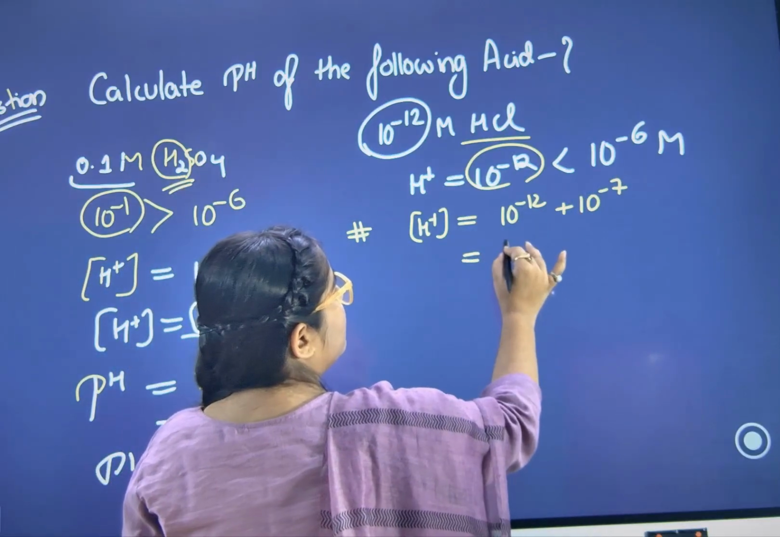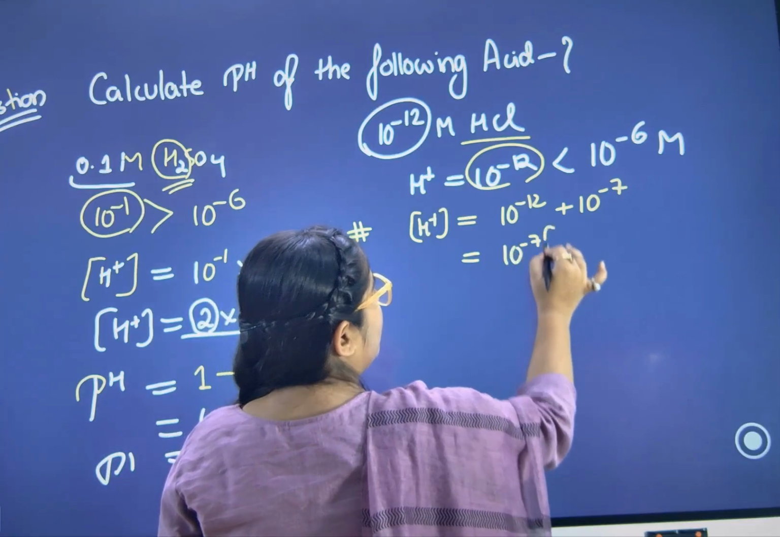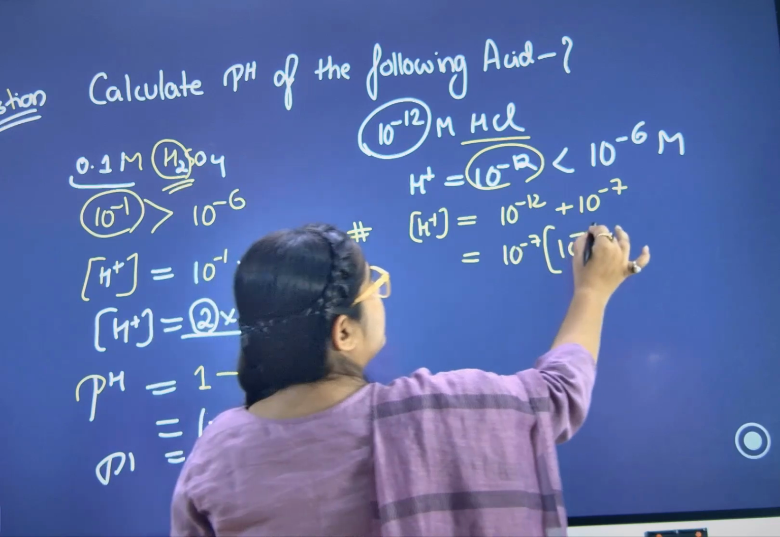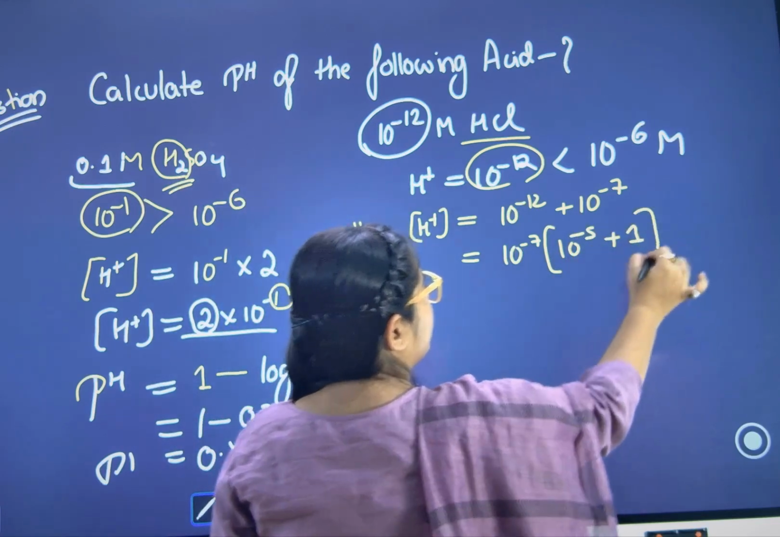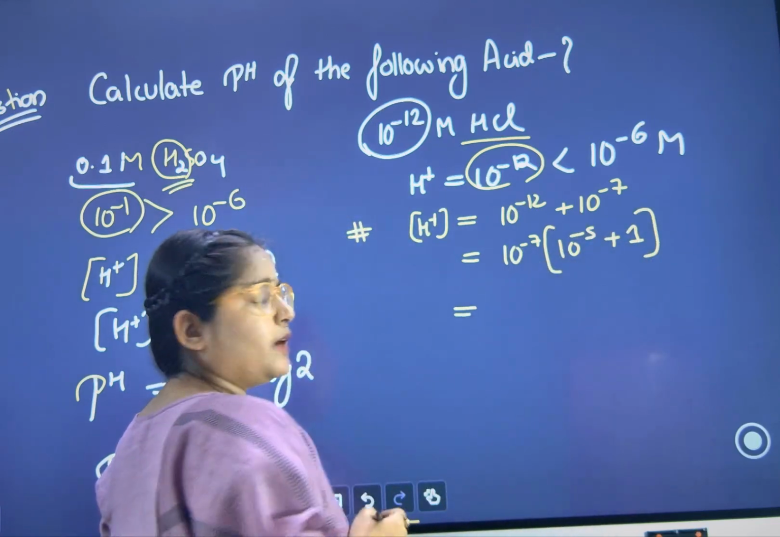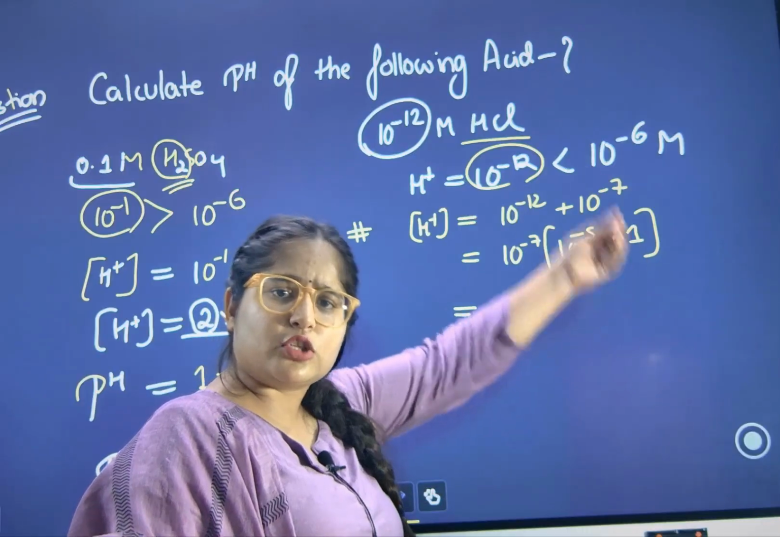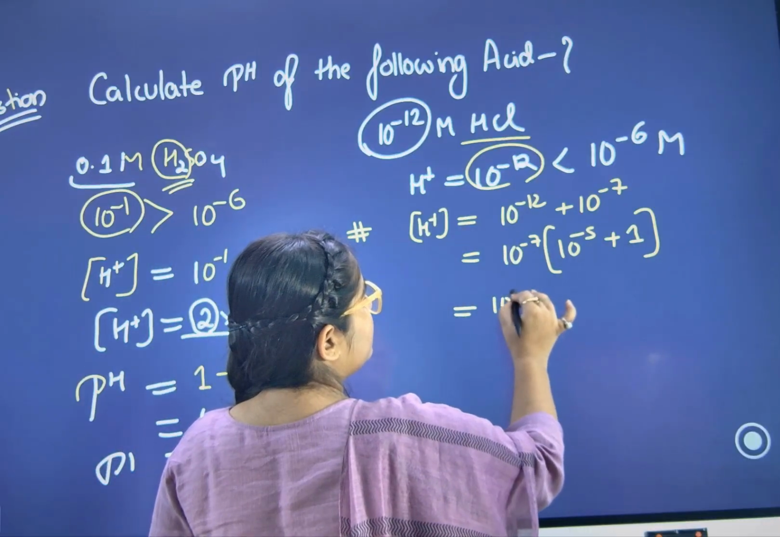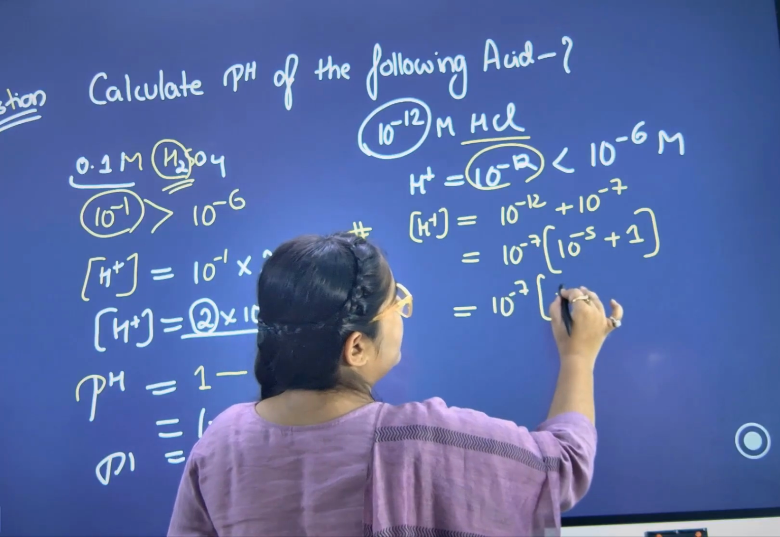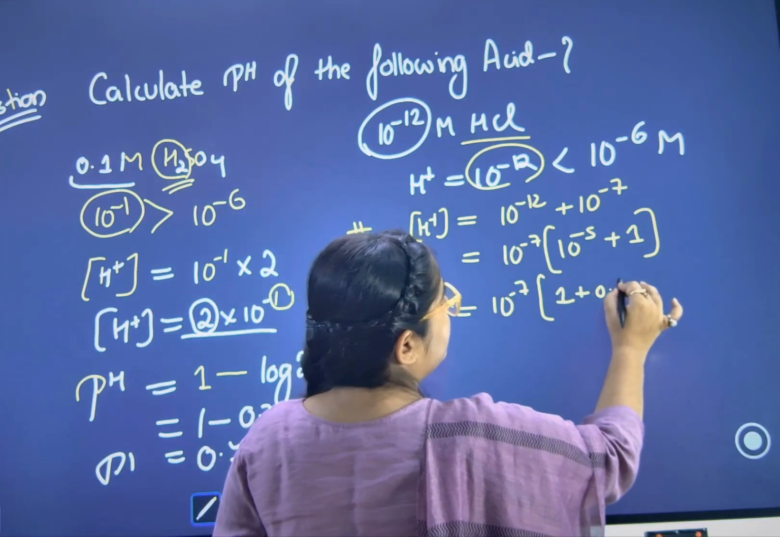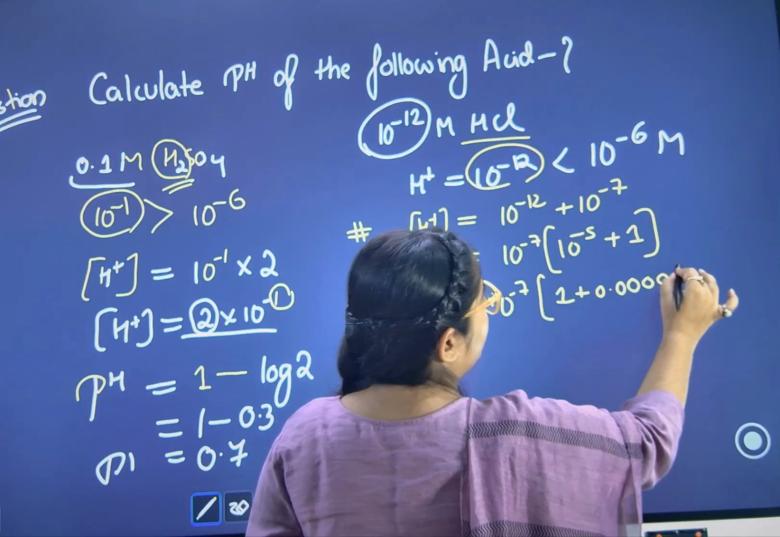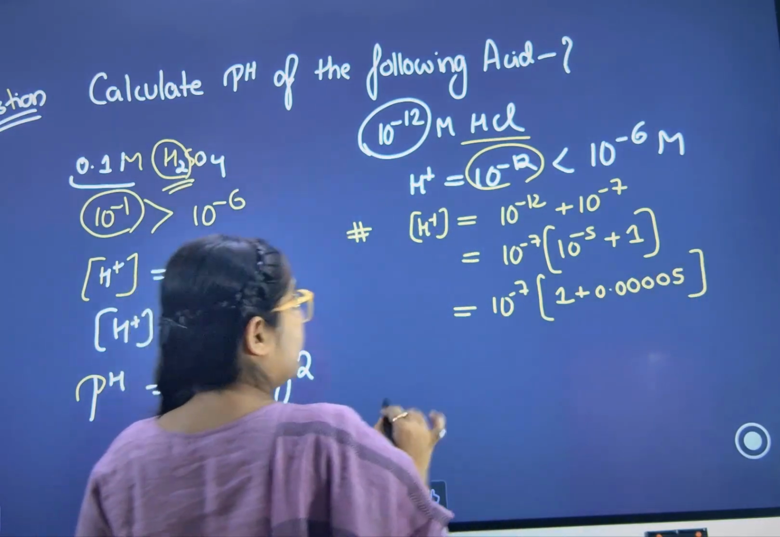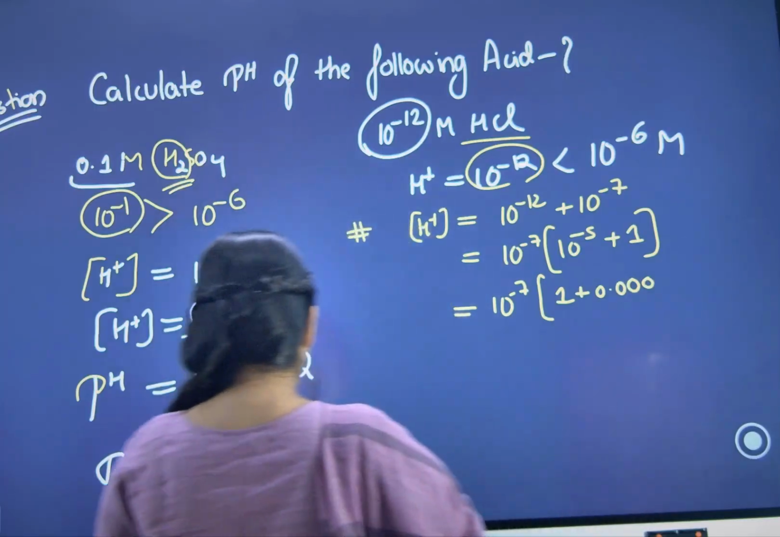So here let us take 10 to the power minus 7 common. So it will become 10 to the power minus 5 plus 1. So 10 to the power minus 5 means 0.00001. So how can we write down here? 1 plus 10 to the power minus 7 here, 1 plus 0.00005. Fine. Sorry. Here it will become 0.001.